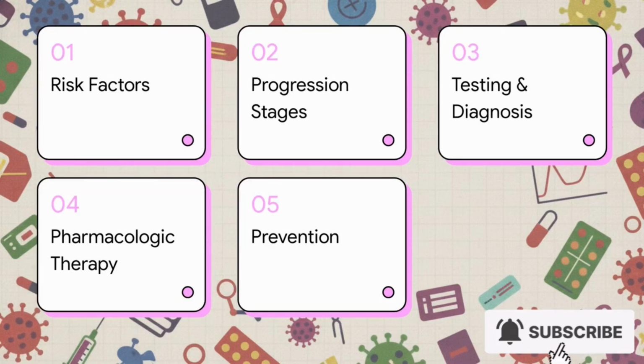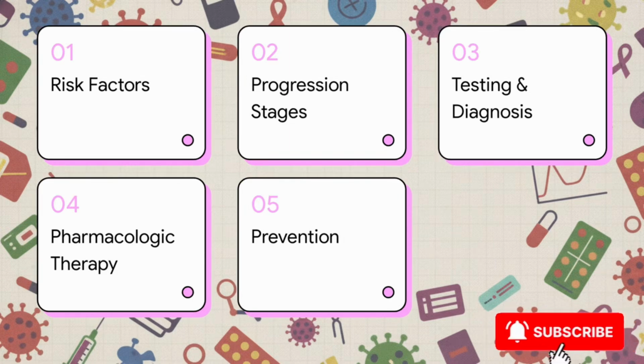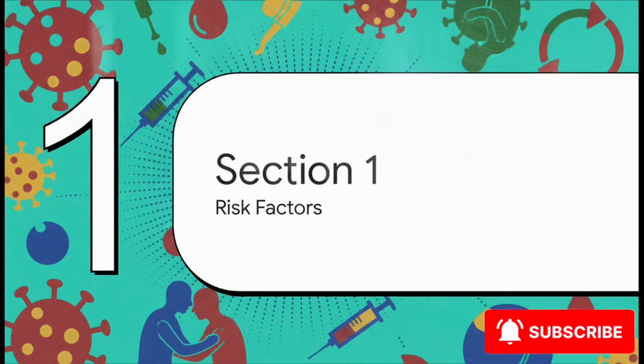To get there, here's our roadmap for today. First, understanding risk factors. Second, the stages of progression. Third, testing and diagnosis. Fourth, pharmacologic therapy. And finally, number 5, prevention and prophylaxis. Let's start with Section 1, understanding risk factors.